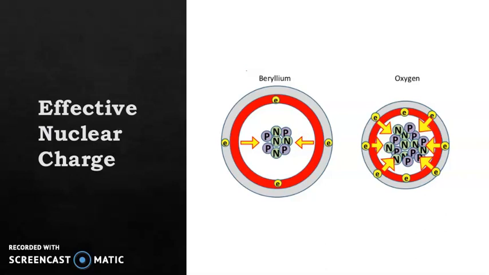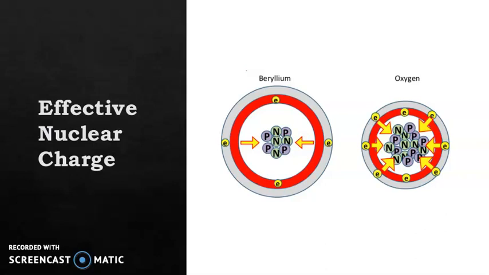So again, think about the protons being the powerhouse of the atom. More protons, more pull. Which nucleus is more effective at pulling the electrons around it? Take a look at beryllium. Beryllium has 4 protons. Now take a look at oxygen. Oxygen has 1, 2, 3, 4, 5, 6, 7, 8 protons. 8 protons is more power. In fact, it's double the power of the beryllium. So the nucleus of oxygen is more effective, more powerful at pulling in its own electrons.